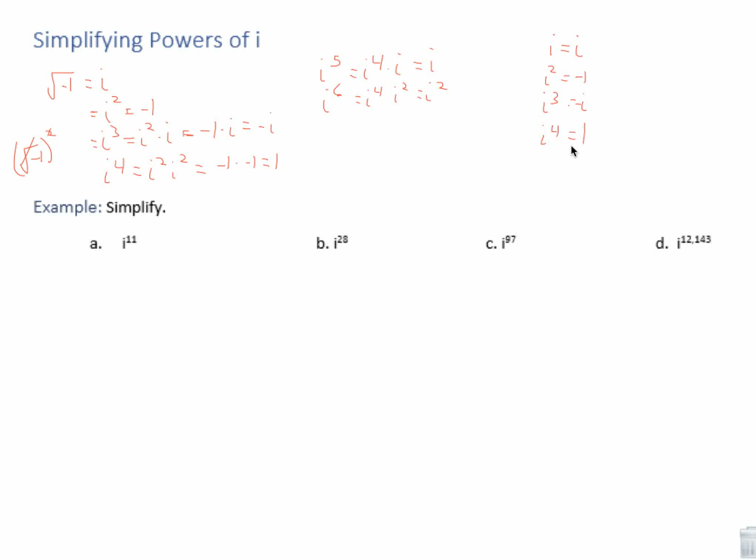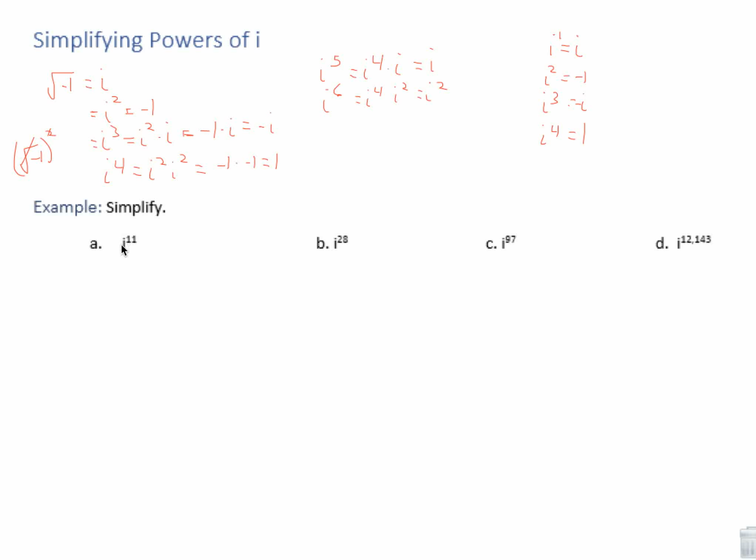So what we're going to do is divide our exponent by 4, and whatever the remainder is will be what it corresponds to. So if we have a remainder of 1, that full thing will equal i. If we divide by 4 and have a remainder of 2, it will equal -1. Remainder of 3, it will equal -i. So let's take a look at this. I'll talk through the first few here.